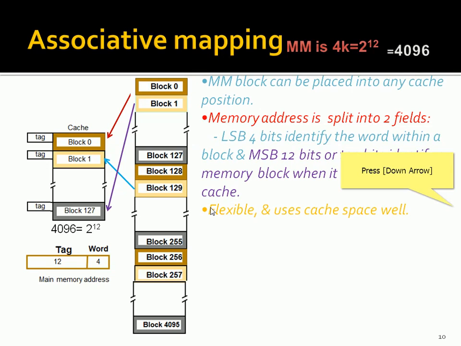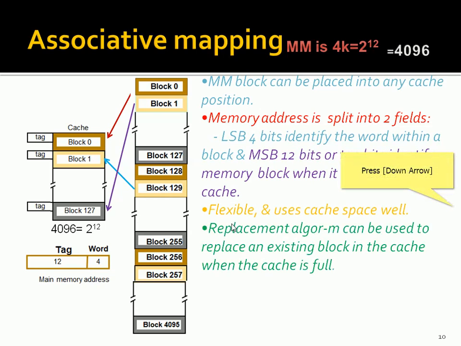No restriction, no? Any block of main memory can be placed anywhere in the cache, wherever it is free. Wherever the cache memory has free blocks, there we can make it occupy, right? That's all. It's a very simple algorithm. A replacement algorithm can be used to replace existing blocks in the cache when the cache is full. Associative is a placing policy: any block of main memory can sit anywhere in the cache.